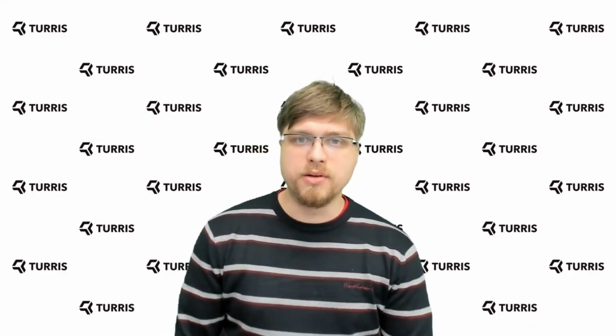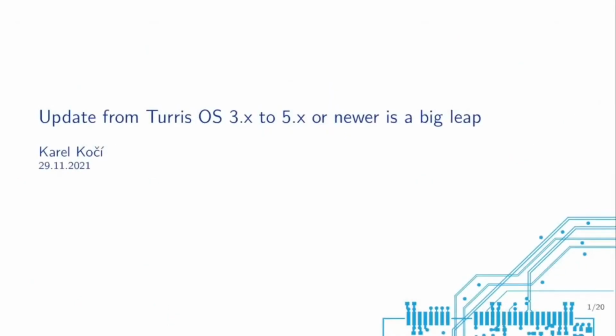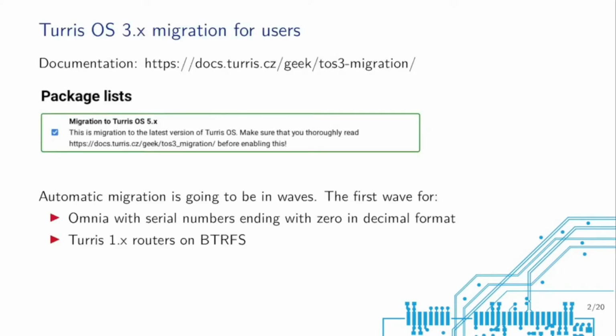And today we are going to be talking about migration from Turris OS 3.x to the latest version, that is 5.2. So actually, you might want to just know from the start, if you are a user, how to get this migration, how to get from this old version of Turris OS to the newest one.